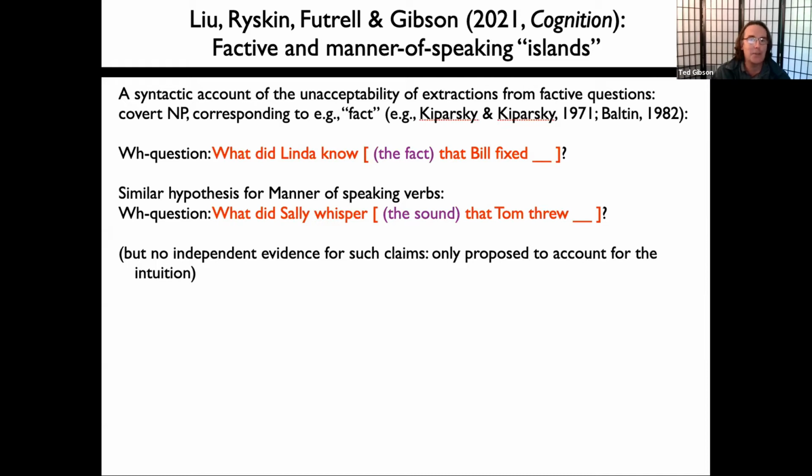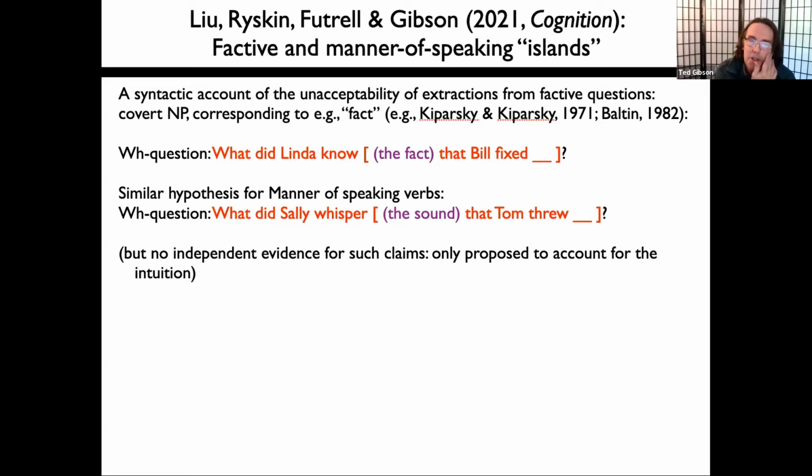An old syntactic account of this unacceptability of factive questions suggests that there's a covert noun phrase following a factive verb, corresponding to a word like fact. So, what did Lyndon know that Bill fixed is underlyingly something like what did Lyndon know the fact that Bill fixed. So the badness of those materials might collapse to be a complex noun phrase extraction. A similar hypothesis was proposed for manner-of-speaking verbs, with an empty noun phrase headed by a noun like sound. So what did Sally whisper that Tom threw is underlyingly what did Sally whisper the sound that Tom threw, which isn't very good. And so maybe barriers or subjacency can explain these.